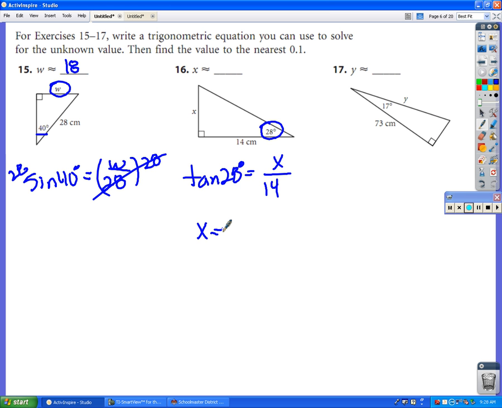Multiply, because the variable is on top. So 14 times the tangent of 28 is 7.4. Okay, works for me.